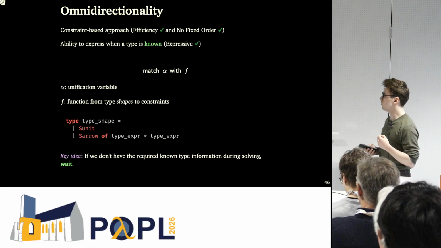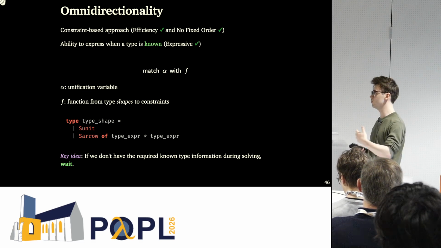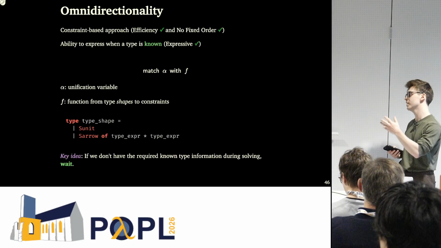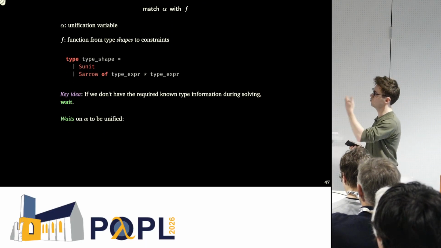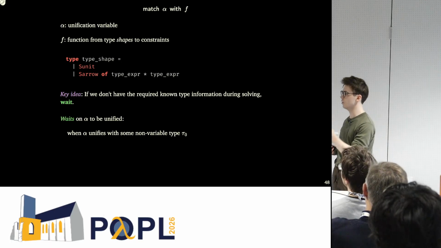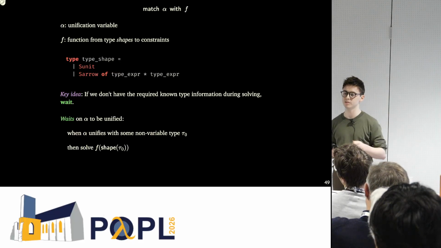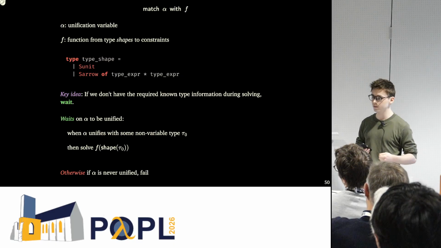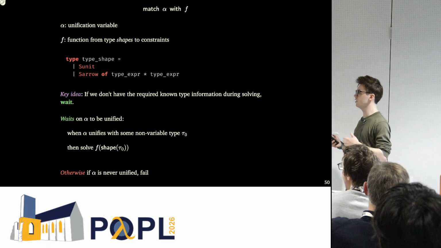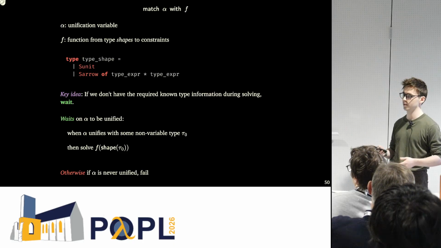And so the key idea to solve these constraints is that if we don't have the required known type information during constraint solving, we simply wait and suspend until unification does its job, propagates the type information, and then hopefully we can resume. And that's precisely what we do. We wait on alpha to be unified. When alpha gets unified to a concrete non-variable type tau 0, we then simply solve the constraint generated by applying the shape of tau 0 to f. And if alpha is never unified, then we fail. And this kind of corresponds to when you might have an overloaded projection and you don't have enough annotations in your program, and OCaml would fail with an ambiguity error.